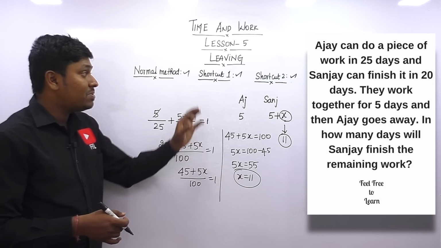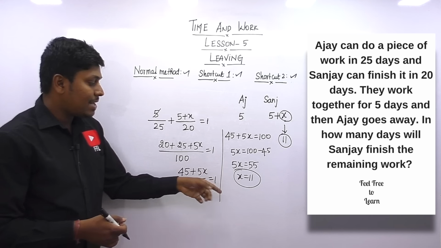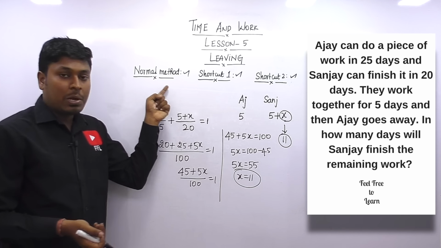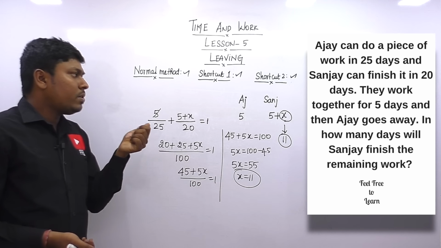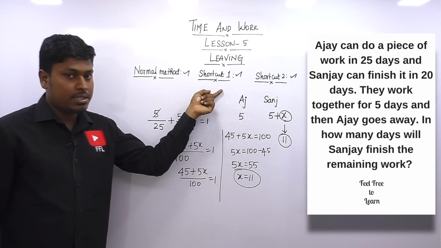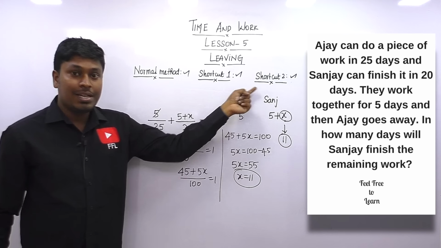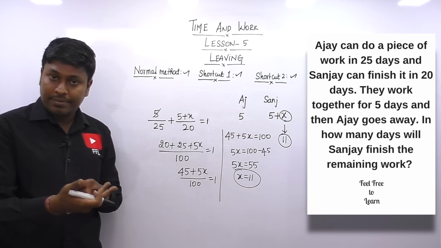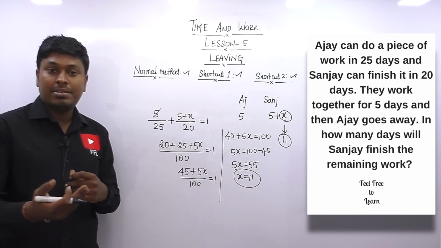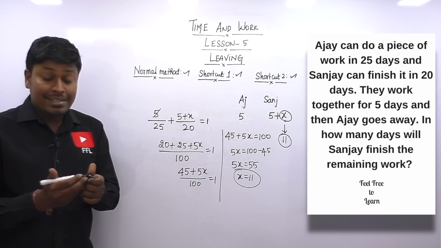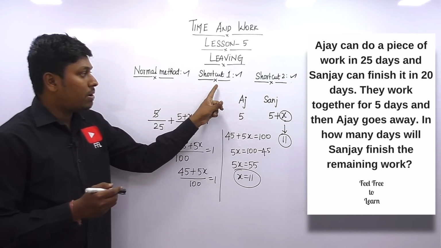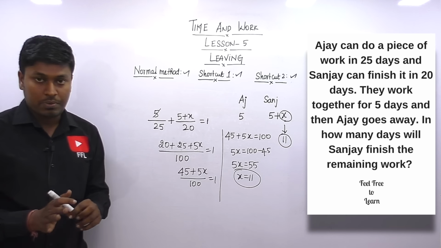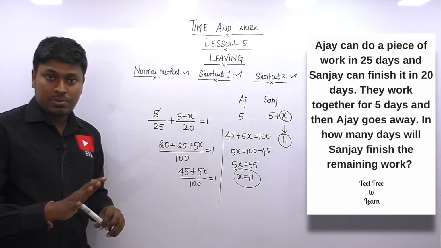So finally, by using shortcut number 2, we got an answer as 11 days. Interesting, right? You can solve a question by the normal method, or if you wish, you can proceed by shortcut number 1 or shortcut number 2. Definitely all these methods will be helpful for upcoming videos, like time and work part 3 and 4. In that case, by using shortcut number 1 and shortcut number 2, you can easily crack all the questions in time and work. So friends, understood the concept?